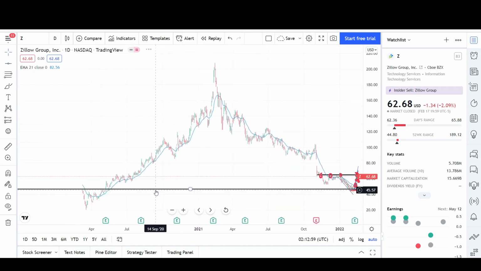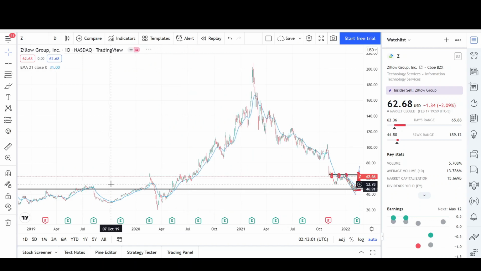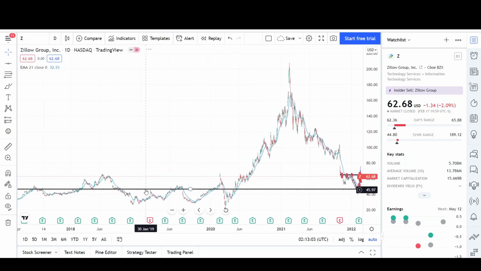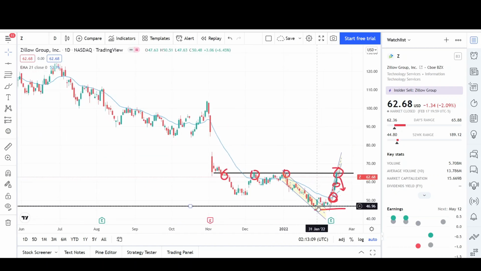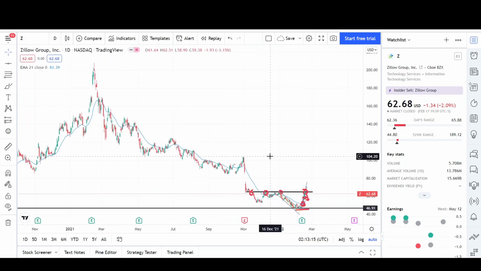Where is this $47 level? Well, it doesn't really have that much strong support to it, but we did bounce from this level, so it's probably something to keep in mind if we come back to it, especially if it led to a lot of buying. Let's zoom out on the chart, show you guys the major pattern.